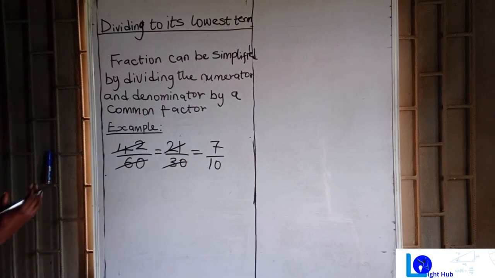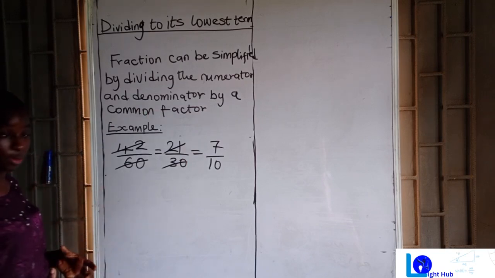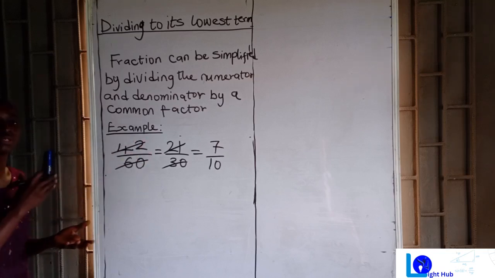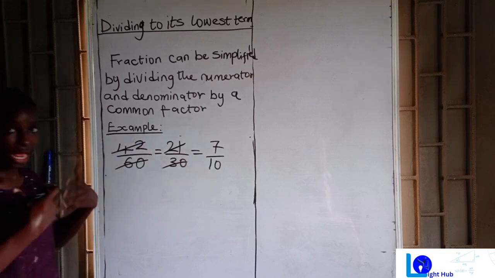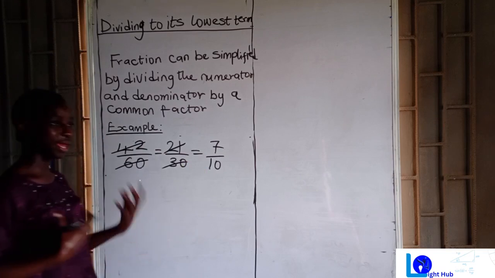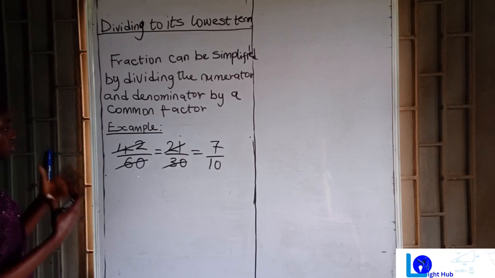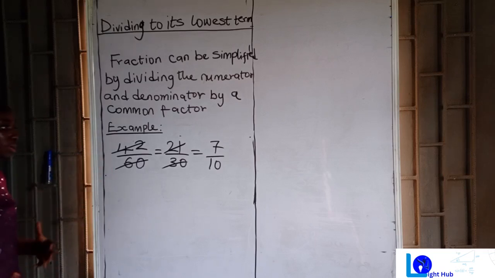So if I work a maths problem and I reach this level, and my answer is a fraction, I will have to divide it to its lowest term before I can call it an answer. Or in any other case, they could ask you in an exam to divide something like this to its lowest term. So this is how to divide to its lowest term.